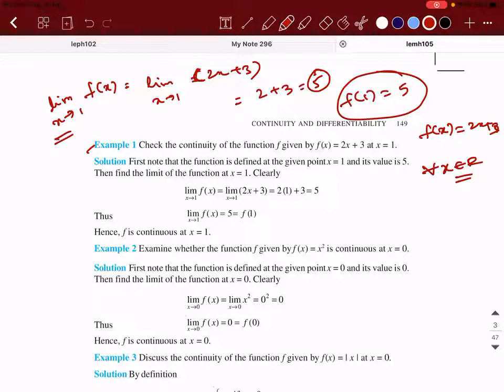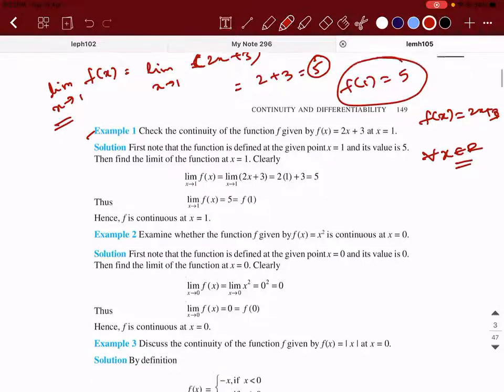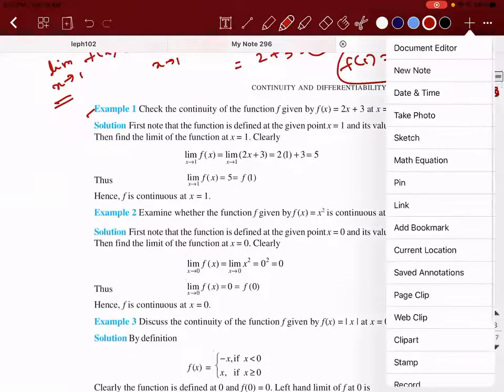But if you want to go slightly more in depth, you can find the left limit and the right limit. How do we find the left limit and right limit? So I will do that and show you.